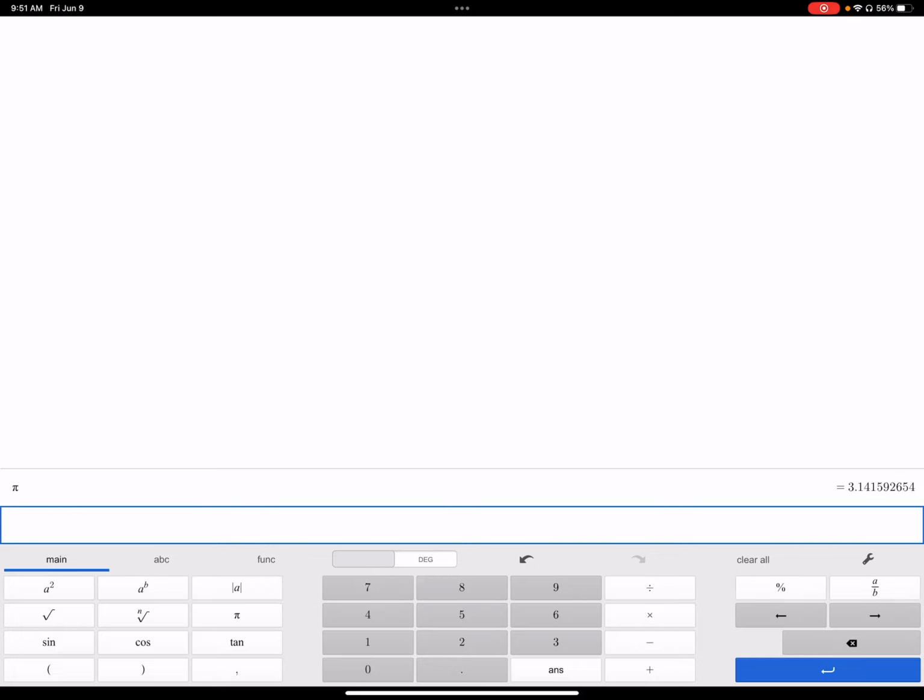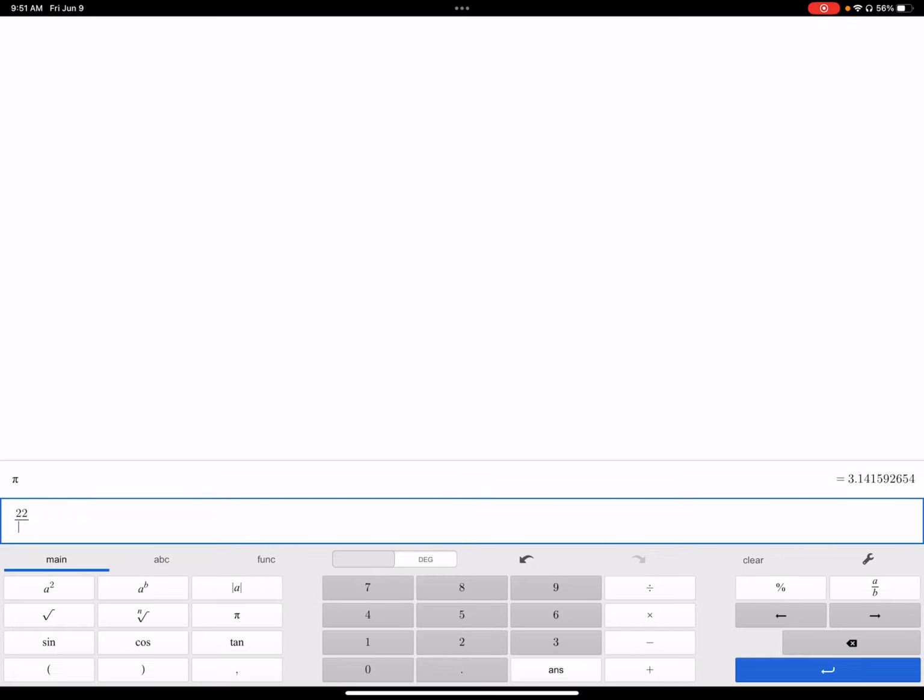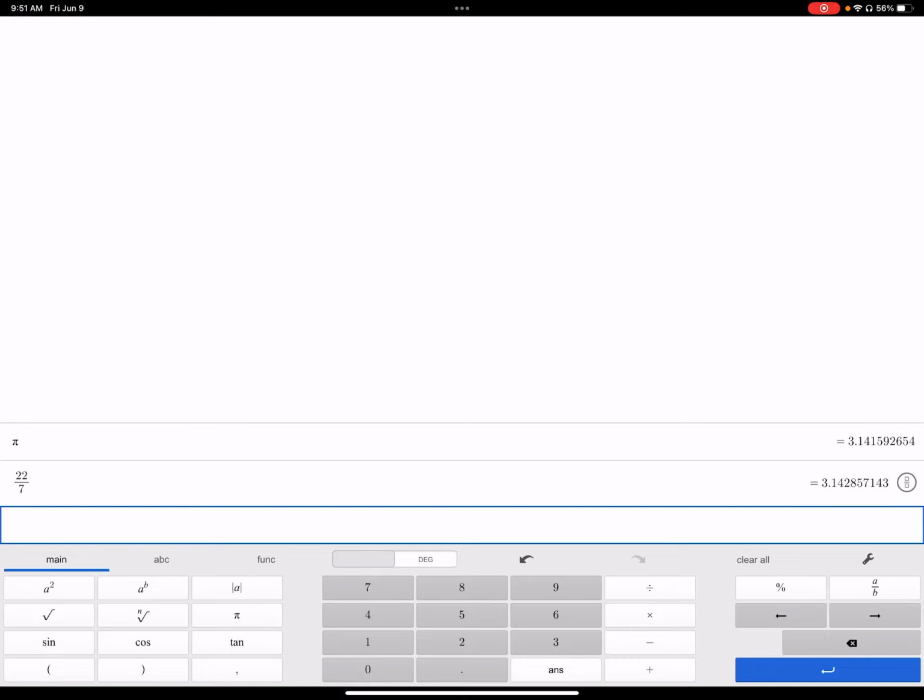And then if I take, let's say, 22 divided by 7 and hit enter on that one, and compare these two things, the 3.14 matches up, but then everything after that is not going to match up. So a key difference between these two things is that pi has a non-repeating, non-terminating decimal, whereas 22 over 7 as a rational number is going to repeat at some point.